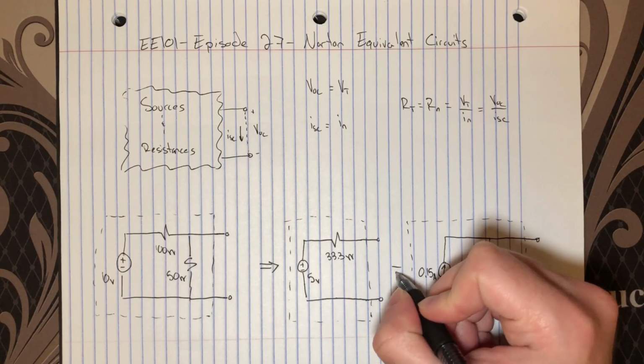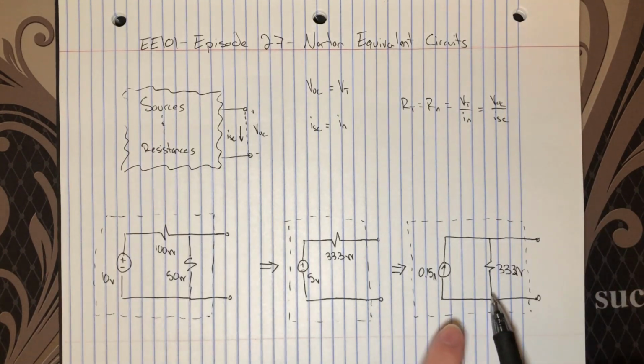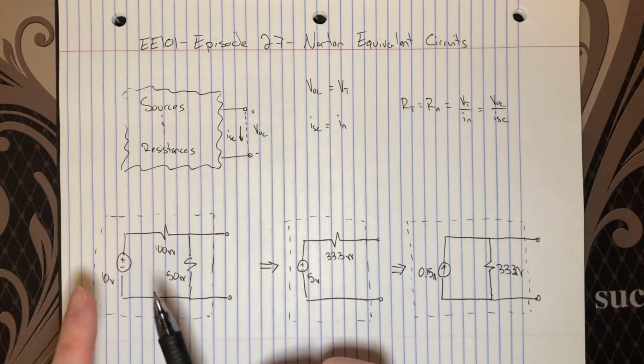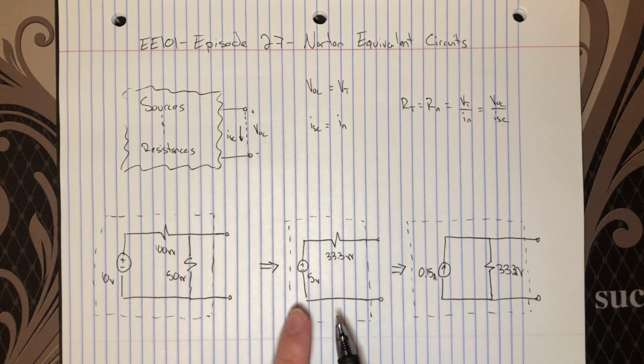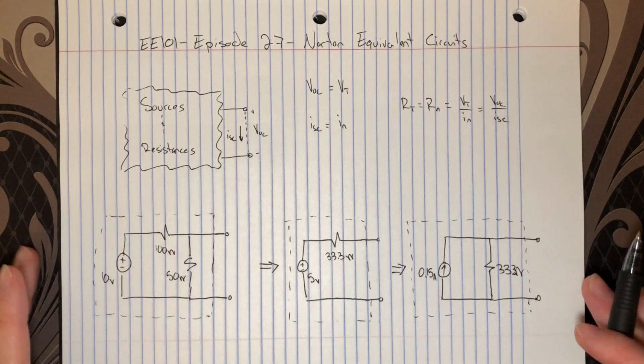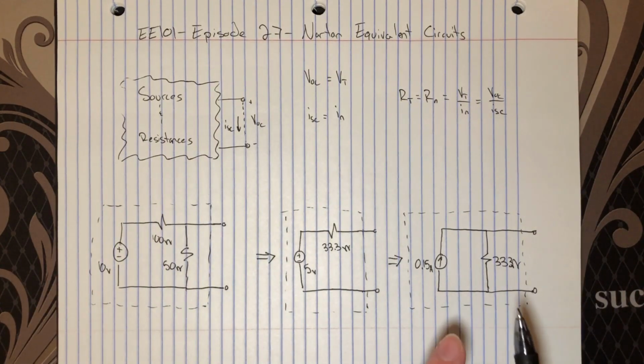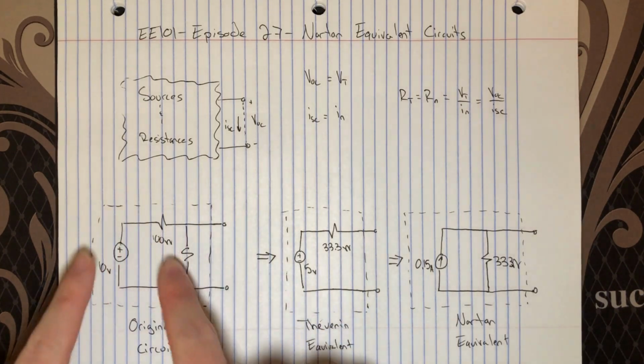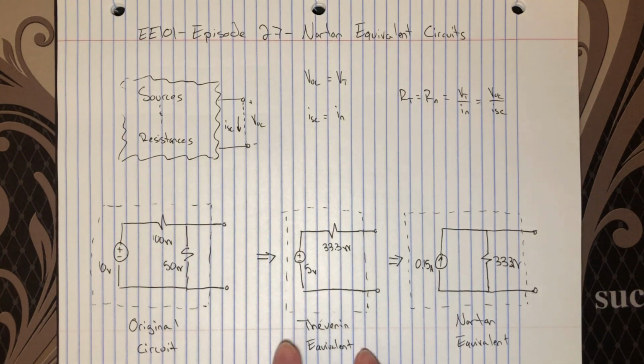So, again, everything within these dashed boxes, these are equivalents. This is our original circuit. This is an equivalent Thévenin model. And on the right, we have an equivalent Norton model. Let me write this out. So we have our original circuit. We have our Thévenin equivalent circuit, and we have our Norton equivalent circuit.